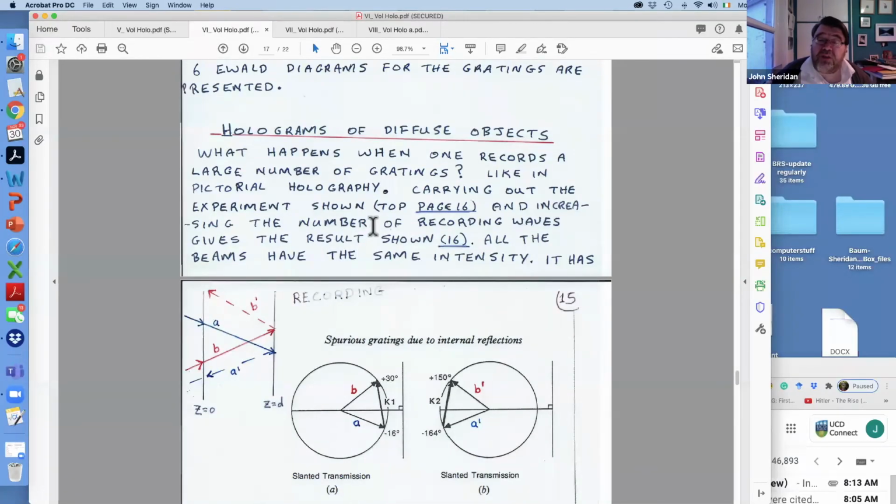Holograms of diffuse objects. So now we've talked about making art holograms. Typically in art holograms, we want to have a clear picture.